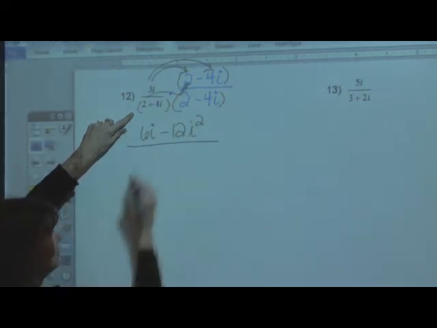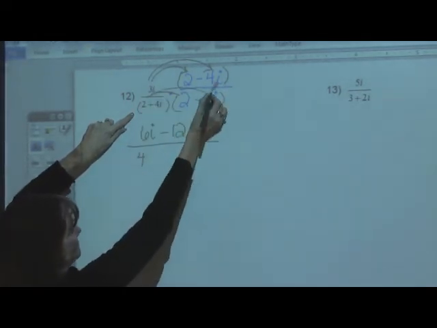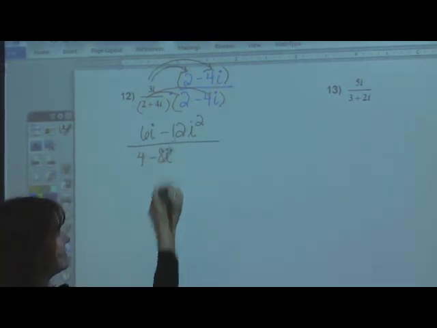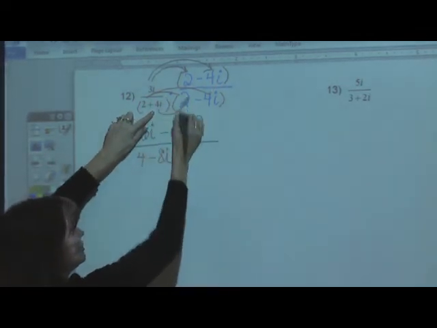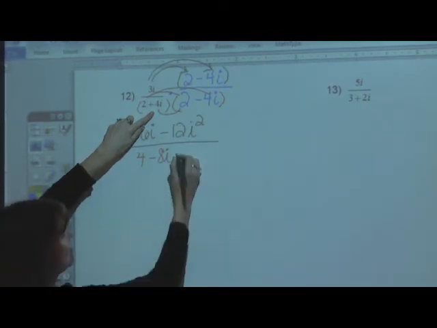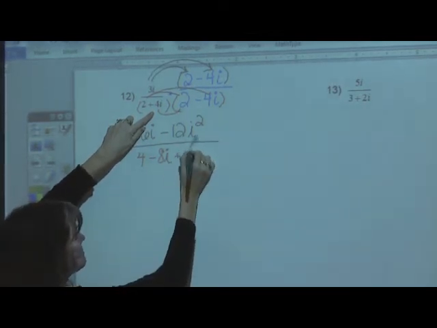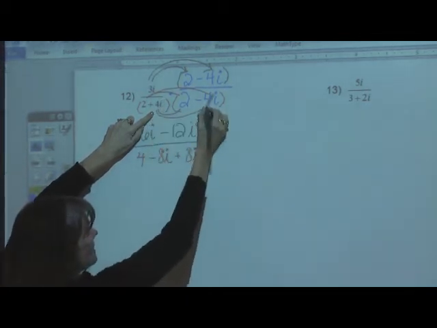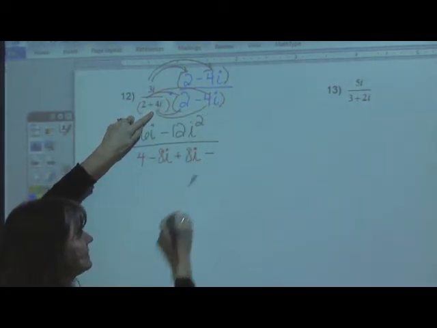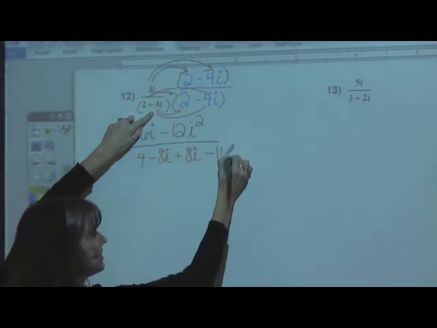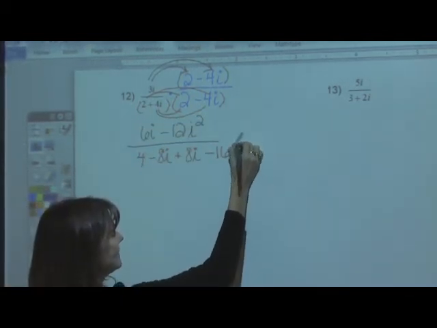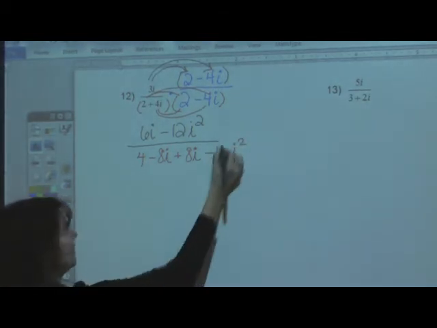2 times 2 gives you 4. 2 times a -4 is a -8, and then don't forget your i. Do your inside terms next. 4 times 2 gives me 8. Don't forget the i. And a positive times a negative gives me a negative. 4 times 4, 16. i times i is i squared.